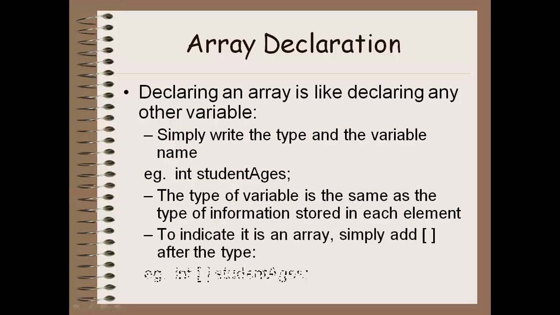So in this particular case, int studentAges is just going to give me an individual variable like I would have for a single integer. But because I want this to be an array, I have to add the square brackets beside the type. So I'm going to have an integer array called studentAges. So this is the individual variable, this is the array declaration.